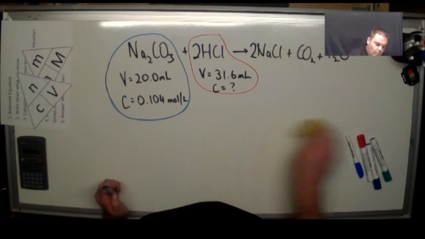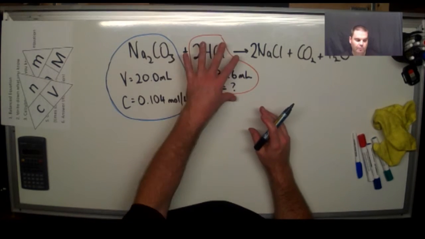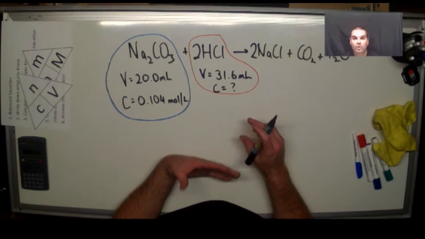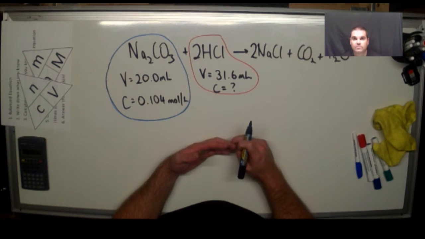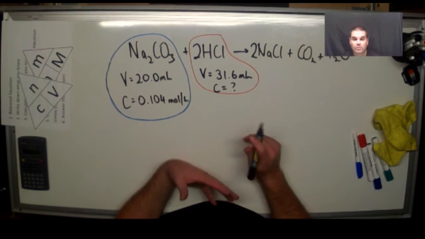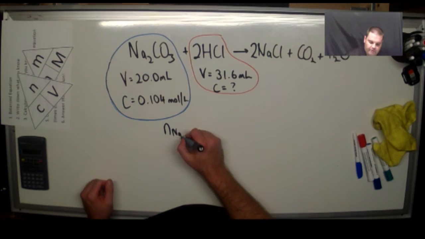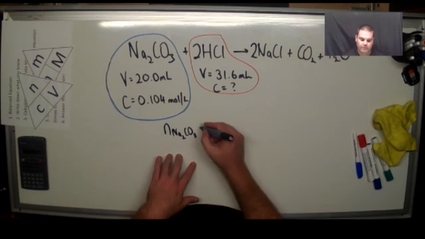So we worked through those steps. First step was a balanced equation. Second step, writing down what you know. Third step, calculating number of moles for what you know. A lot of people do it differently, but I like to use subscripts when I'm doing calculations. So I want you guys to get into the hang of that. So we want to calculate the number of moles of our sodium carbonate, Na2CO3, our known.